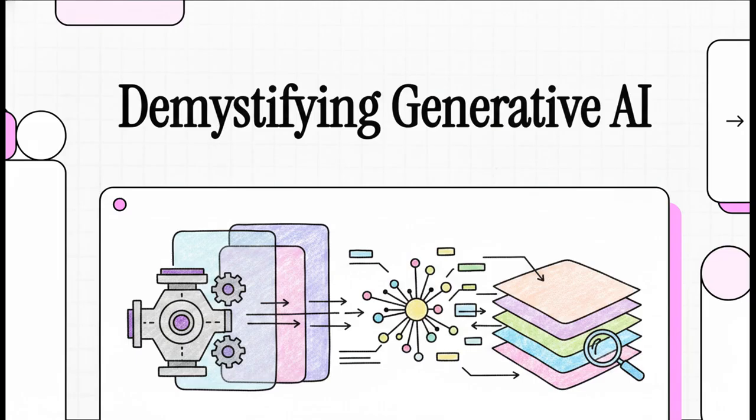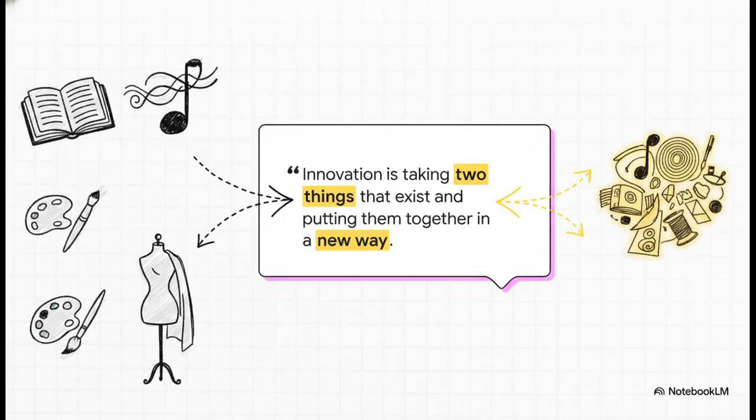Let's get into it. So, Tom Freston once said, innovation is taking two things that exist and putting them together in a new way. For pretty much all of human history, we just assumed this kind of artistic synthesis, writing poems, designing fashion, composing music, was strictly a human trait. But the generative AI revolution completely flips that on its head. It literally takes massive amounts of existing training data and combines it in entirely new ways. And honestly, the results are becoming totally indistinguishable from human craftsmanship.